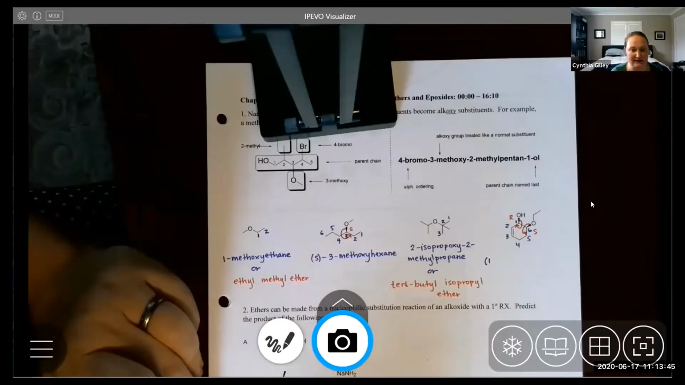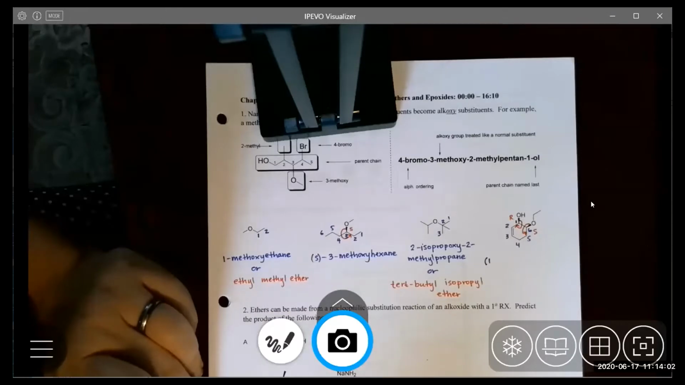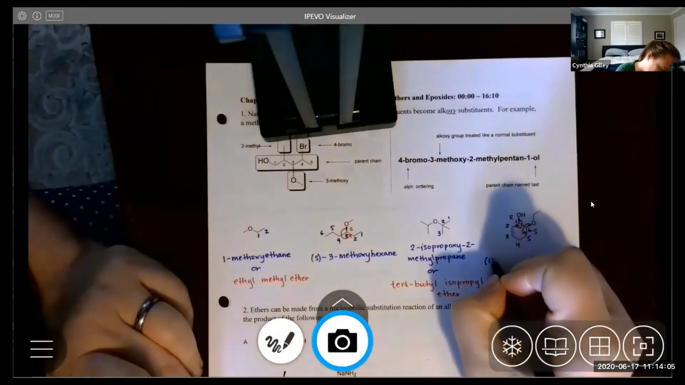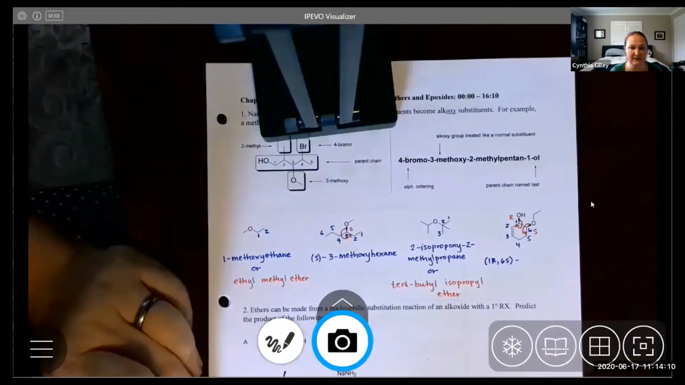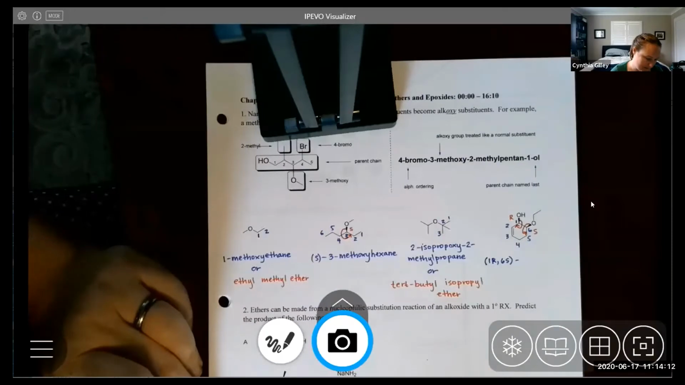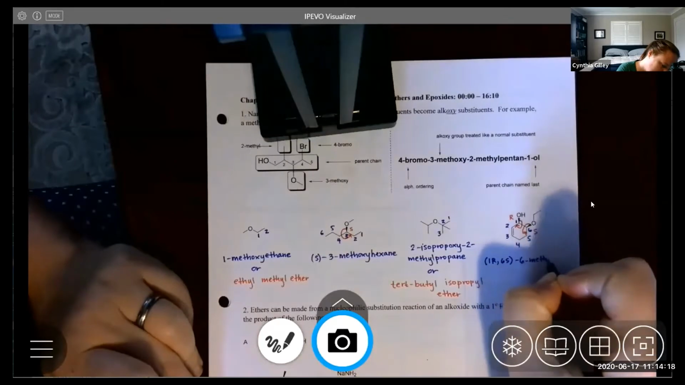So the alcohol has the highest priority, but the alkene is also still part of the parent, so it gets the next highest priority. And then the substituent would be the lowest priority. Got it, thank you. Okay, so 1R, 6S, in parentheses. And then we only have one substituent. So that is the 6-methoxy. Oh, sorry, that is an epoxy.